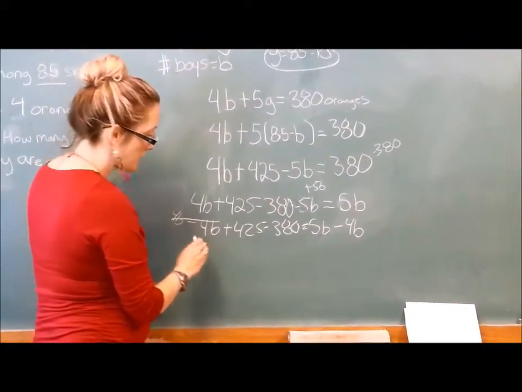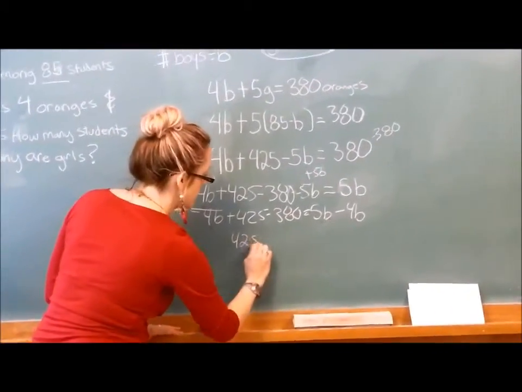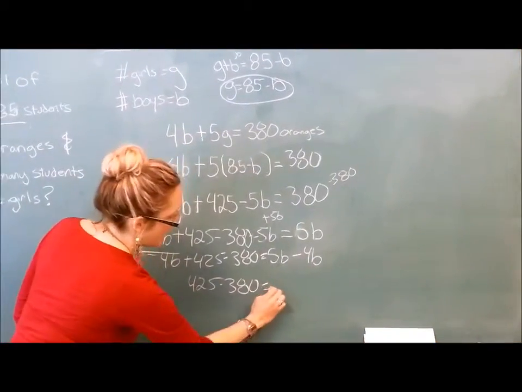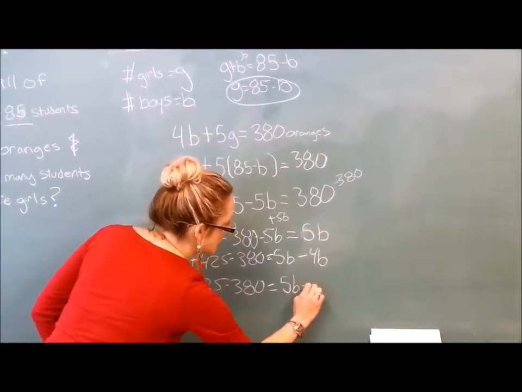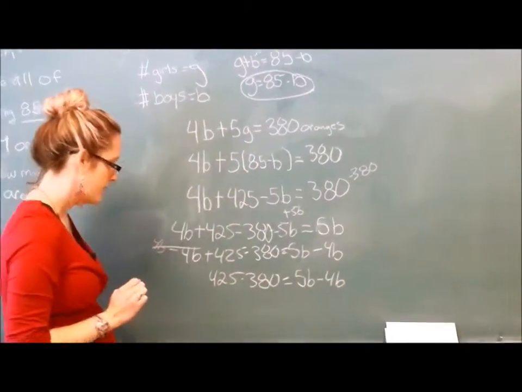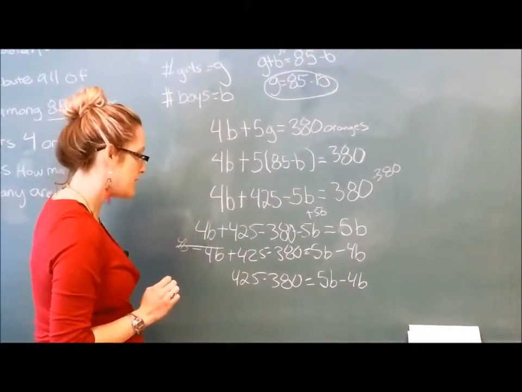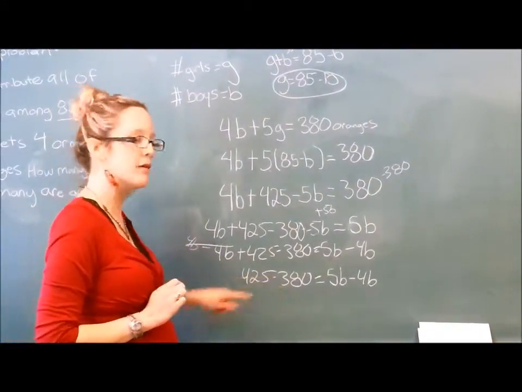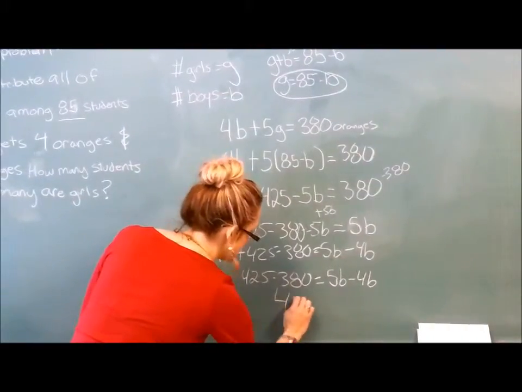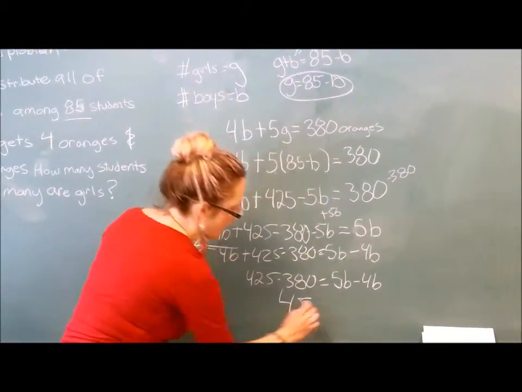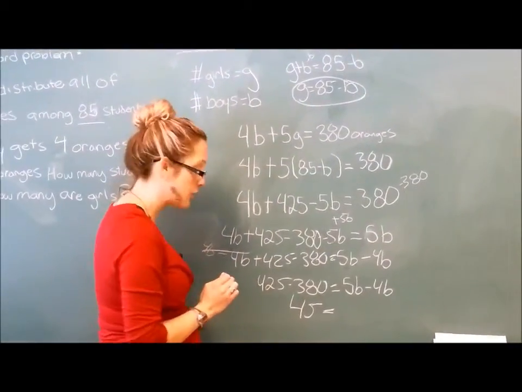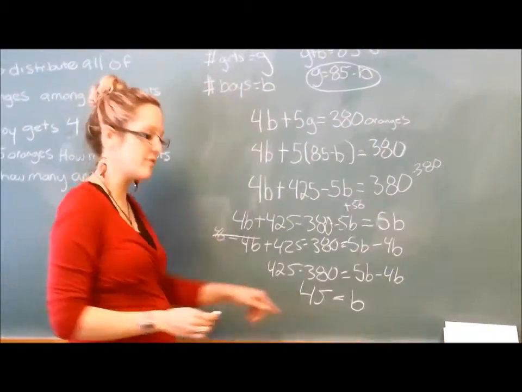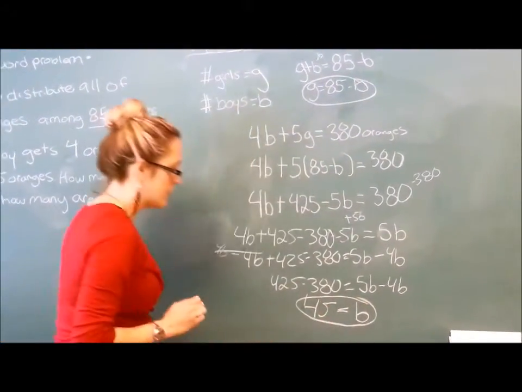Now we're left with 425 minus 380. That doesn't seem so hard. And 5B minus 4B. That leaves us with 425 minus 380, which is 45. And 5B minus 4B is just B. And look at that. What do we have? B equals 45.